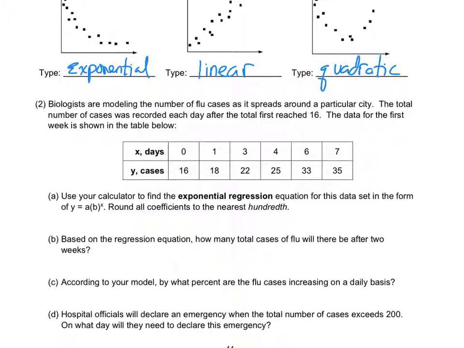Now, a linear relationship, probably not, right? Because as the days go on, let's say we got to the 10 billionth day, and it's a 1-to-1 relationship, right? So a slope of 1. Could there be 10 billion cases of the measles? No. Why? Because there's not that many people on the planet. All right.